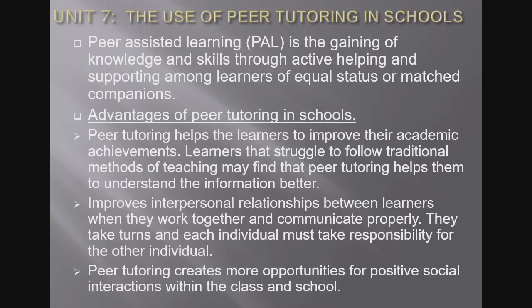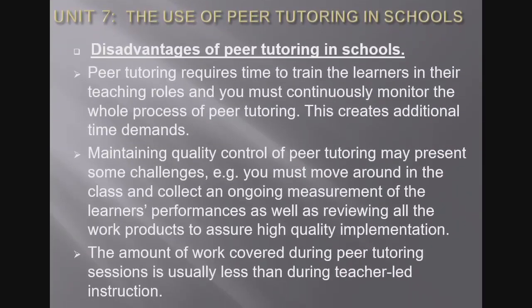Lesson Unit 7, the last one: the use of peer tutoring in schools. Here it is about choosing good learners, those who understand the content of the subjects and are also a bit older than the younger ones, and making them teach others. That's what it means. So, advantage and disadvantage: the advantage of making learners teach other learners, the disadvantage of it, and how you should prepare peer tutoring. That is in Unit 7.